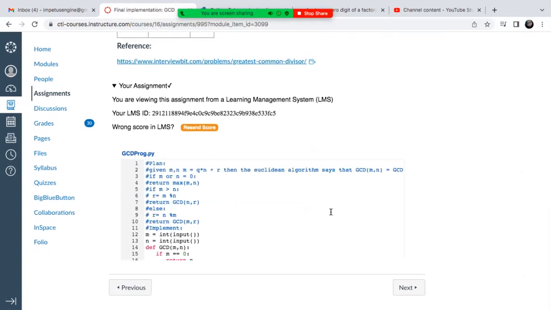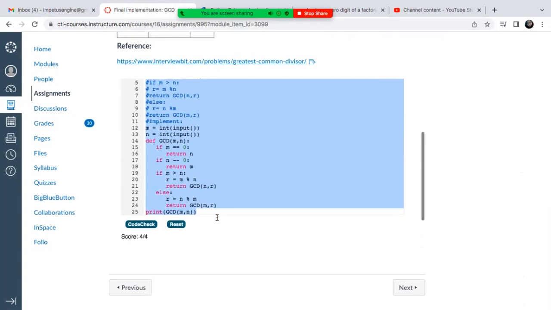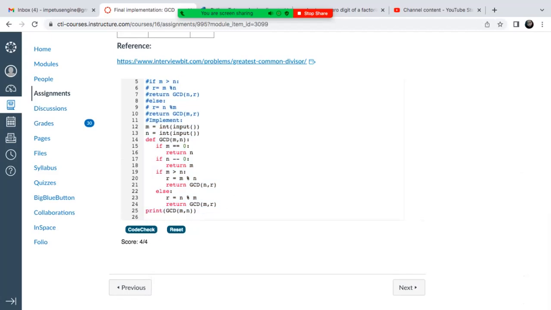As I've said, the evaluation: the time complexity is O(log(min(a, b))), and the space complexity, since we use no extra space, is just O(1) auxiliary space complexity. So that's about it. Thanks for listening.